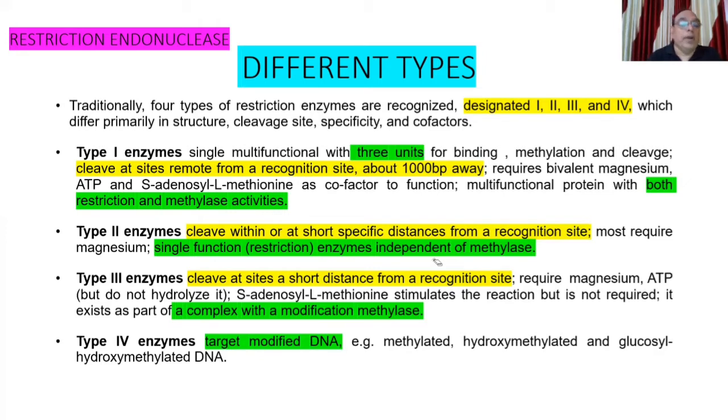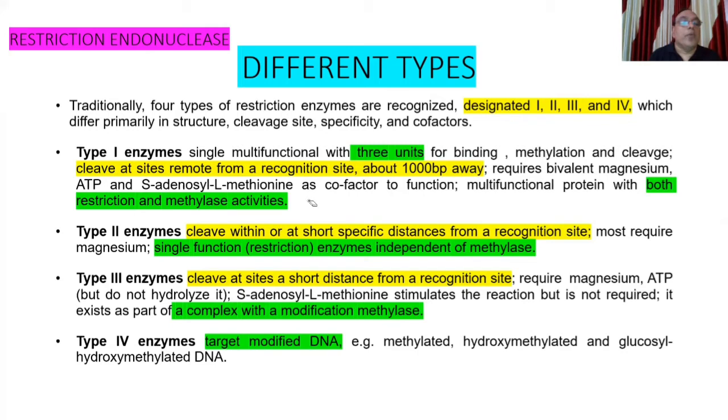Now, type 3 enzymes cut at a short distance away from the recognition site and they require magnesium and ATP, but that ATP is not hydrolyzed. S-adenosyl L-methionine, that is the SAM, which was required as cofactor in the first group, is here required only to stimulate the reaction. It stimulates the reaction, but it is not required. It exists as a part of a complex with a modification methylase.